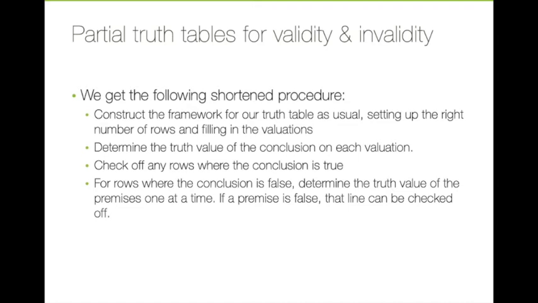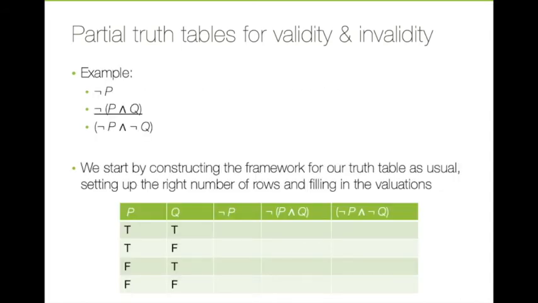Then we need to only look at the rows where the conclusion is false. For those, we go one premise at a time and determine the premise truth value. If that premise is false, that line can be checked off and we don't need to look at any other premises. Let's look at an example to illustrate this procedure.